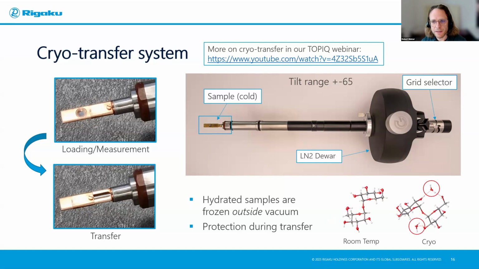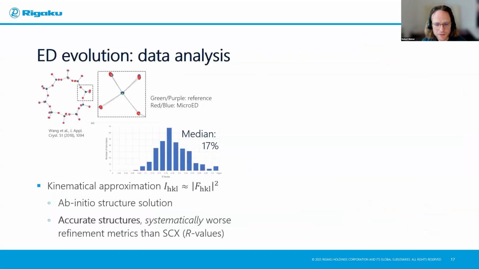And now just briefly, now that I've spoken a lot about data collection, I also want to talk about data analysis. And with that, I want to get back to this whole story about the dynamical diffraction. So I mentioned already that this kinematical relation between the intensities and the structure factors is already at least a viable approximation if you do ED in the modern style. And that it's still an approximation can be seen in the R1 values from the refinement.